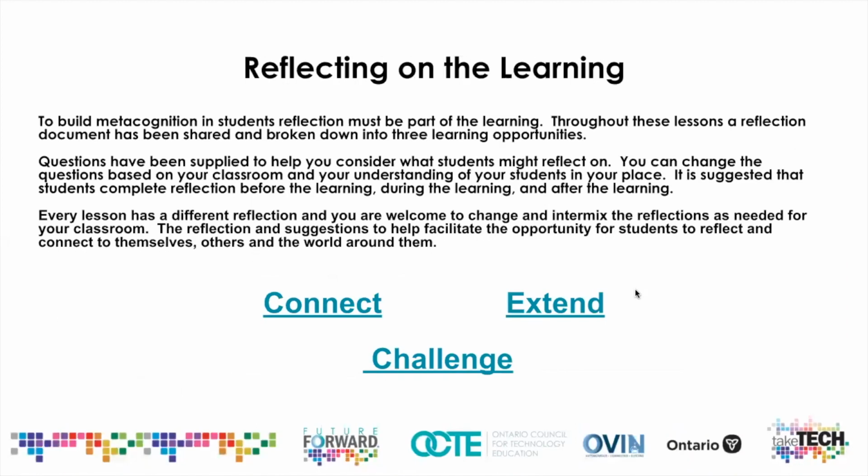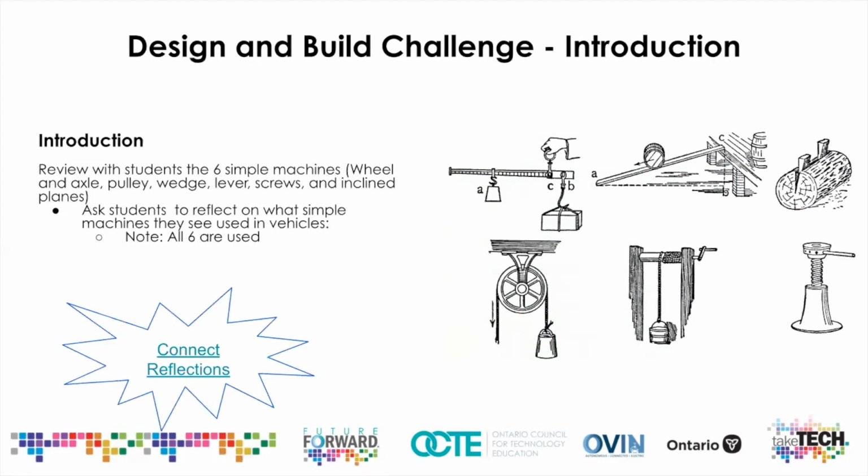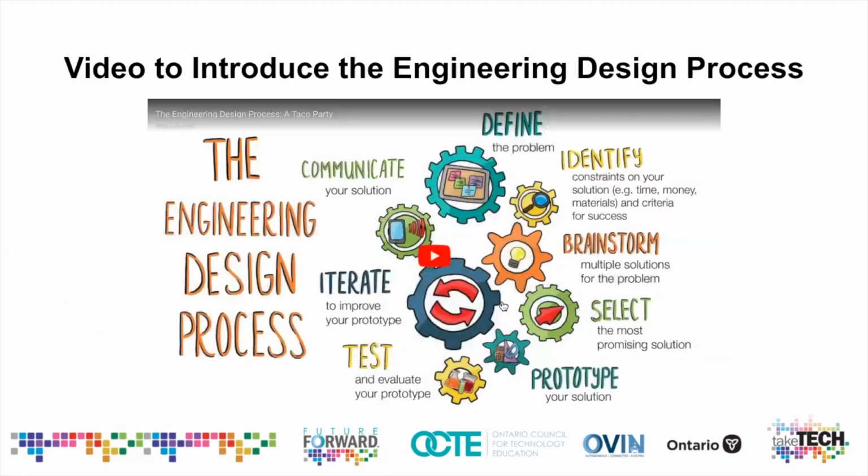Within each lesson, there are different tools to reflect on student learning. So the Connect, Extend, and Challenge, if you click on this, that will give you some reflection sheets that your students can use and reflection tools. So we start off this lesson with reviewing the 6 simple machines. This is linked to Systems in Action in grade 8. This is a video that I like to use to introduce the engineering design process. I find it really helps with it. And again, we're really focusing on that testing and the iterate section of the engineering design process, but you can use any video that you like.